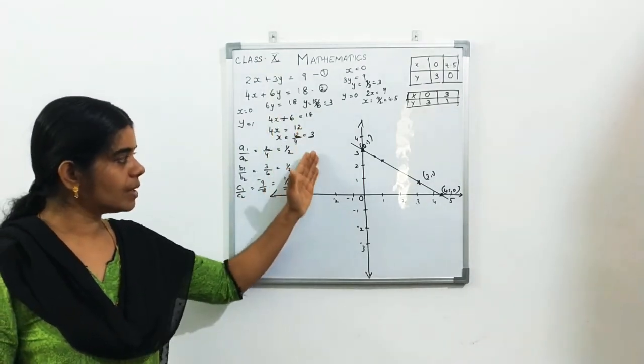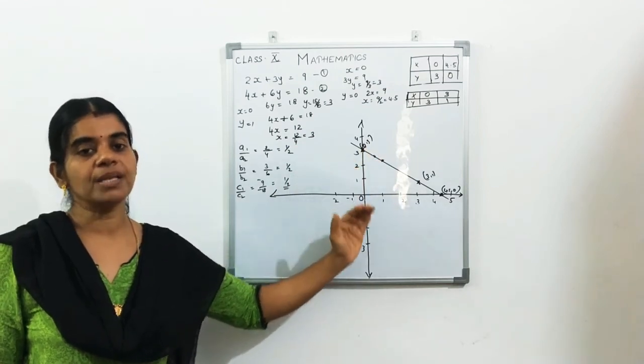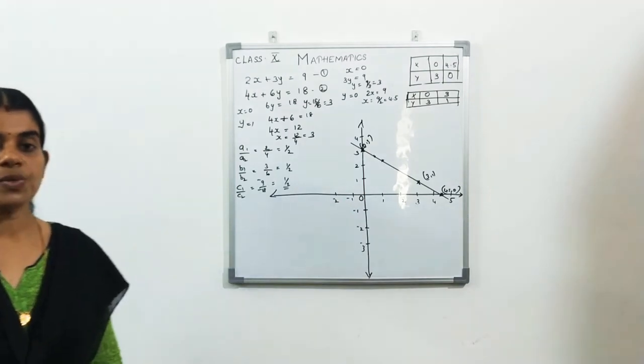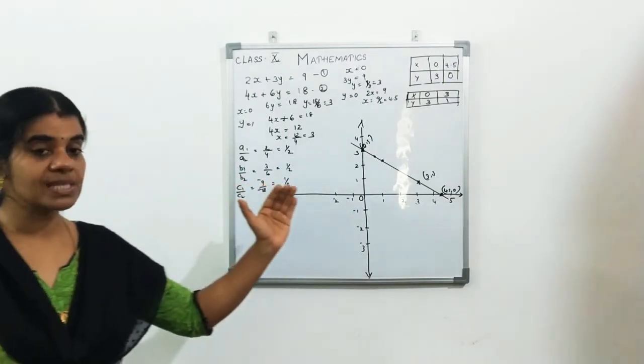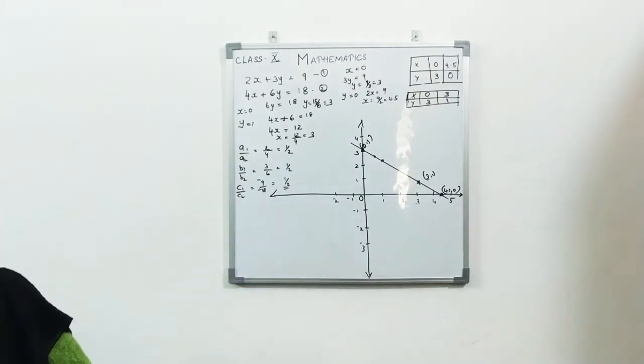Therefore, all are equal. Therefore, you will get a coincident line and infinitely many solutions, and the system of equations is consistent also. In the case of a unique solution or intersecting lines also, the system of linear equations is consistent. Next, we can look at one more example.